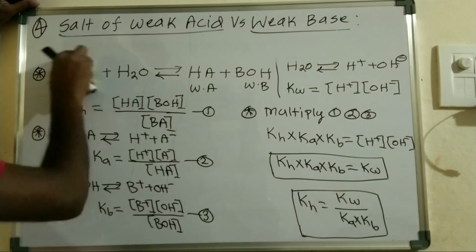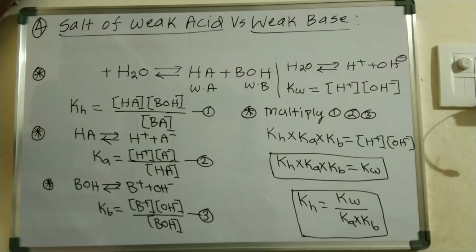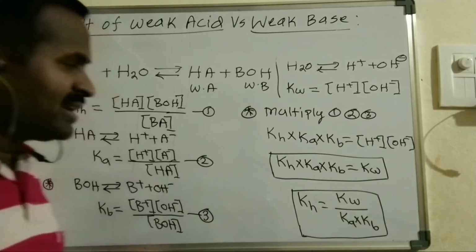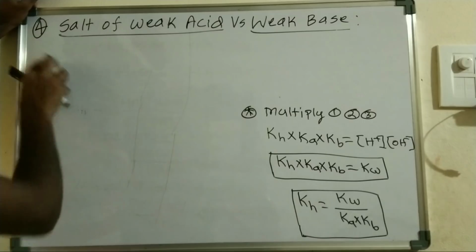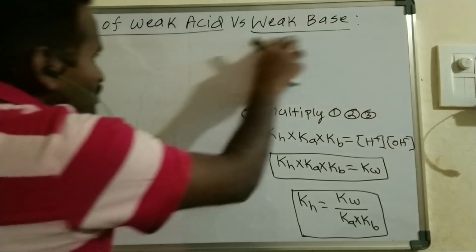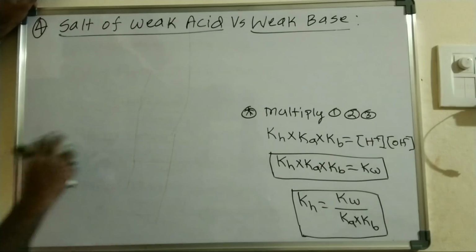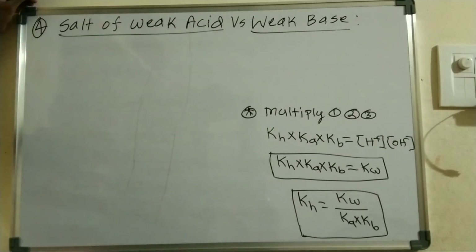This BA will undergo dissociation into B plus and A minus. The B plus ion is coming from the weak base, and the A minus ion is coming from the weak acid, so both cationic hydrolysis and anionic hydrolysis will take place, right? It is the salt of a weak acid and a weak base, so both the cation and the anion are there. Why? Because I am taking it as a weak acid and a weak base. It will undergo both cationic hydrolysis as well as anionic hydrolysis, right?